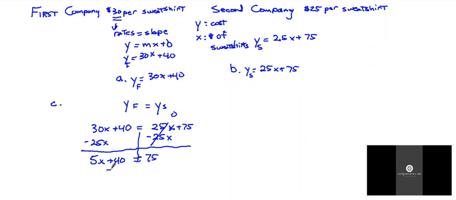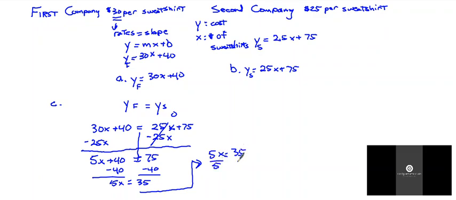Okay, let's get rid of the 40, subtract it from both sides of the equation. 5x equals 35. Let's move this over here so we've got room. Okay, so we got 5x equals 35. Divide both sides by 5, and you have x equals 7. So when you get 7 sweatshirts, doesn't matter from which company, you'll still have the same price.